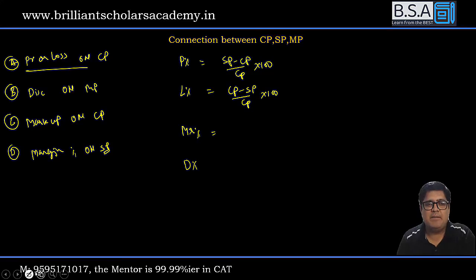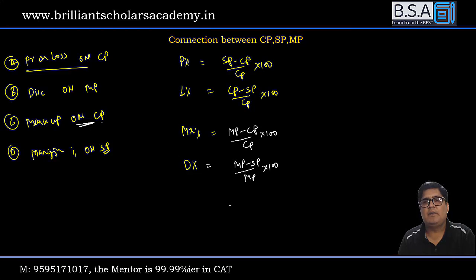Markup is between MP and CP. So it is MP minus CP upon CP. What is on? On CP. On tells me the denominator. Discount percentage is MP minus SP upon MP into 100. So you observe, what is the denominator? Cost price for profit, loss and markup. For all three, the basis or the denominator is CP. For discount percentage, the denominator is marked price.